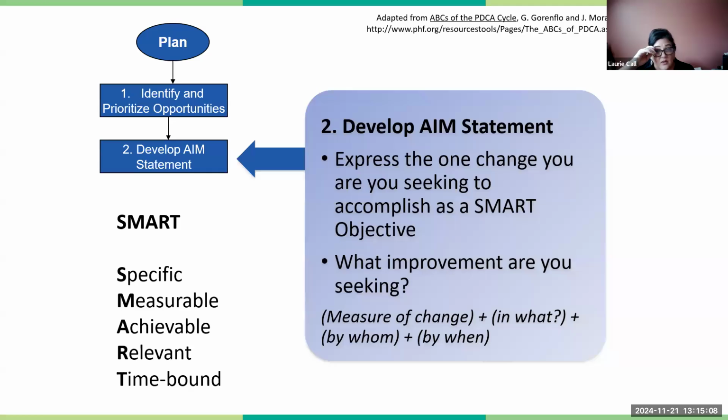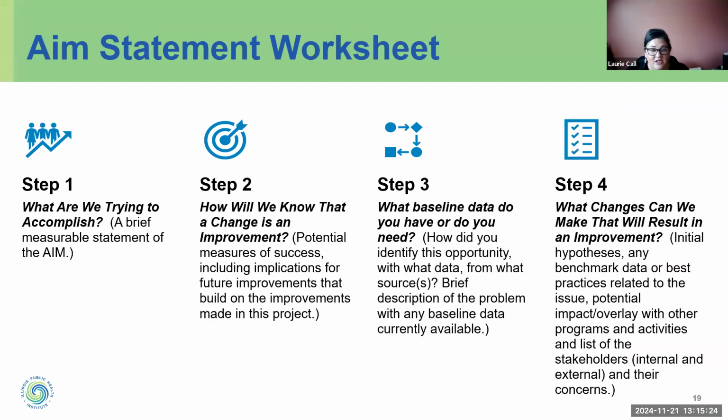And next, we develop an aim statement. So this is what improvement we're trying to seek. It's some sort of measure of change in what, by whom, by when. So it's just a measurable SMART objective. And there's information here on a worksheet for how you would develop an aim statement. You answer briefly, what are we trying to accomplish? How will we know that a change is an improvement?